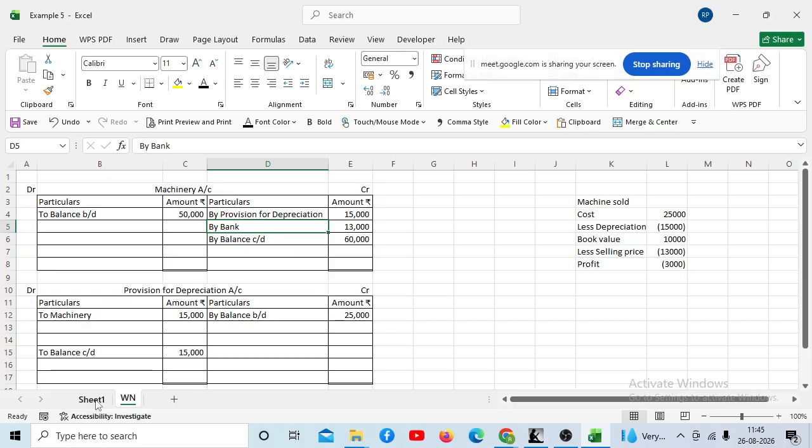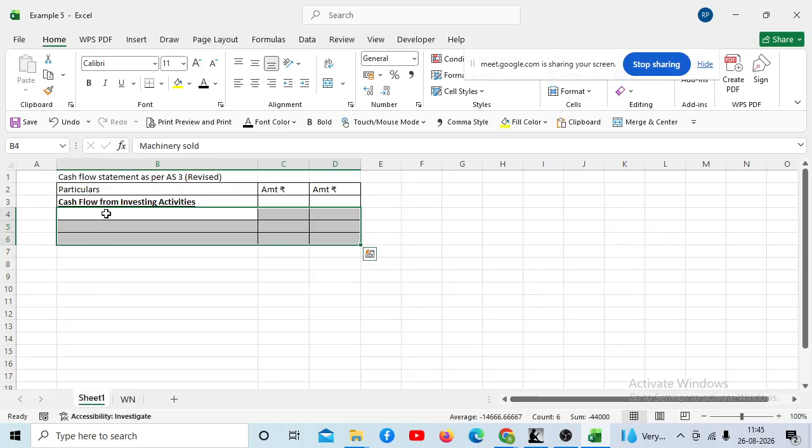I am coming to the cash flow statement and I will write here machinery sold. For how much it is sold? 13,000. So is the money coming in or going out? Coming in. Since the money is coming in, it is a positive amount. Any doubt? No.